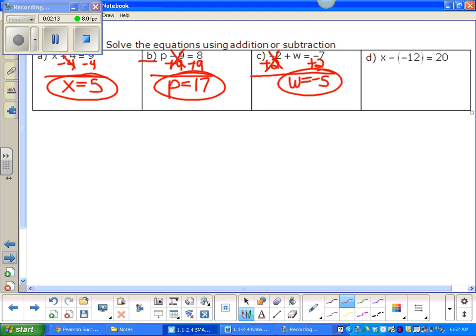For d, I have x minus negative 12. Before we worry about inverse operations, when I see minus and negative, I'm going to change this to plus or positive. So what I really have is x plus 12 equals 20. So what I want to do is subtract 12 from both sides, and I get x equals 8. So that's how you would do one-step equations with addition and subtraction.